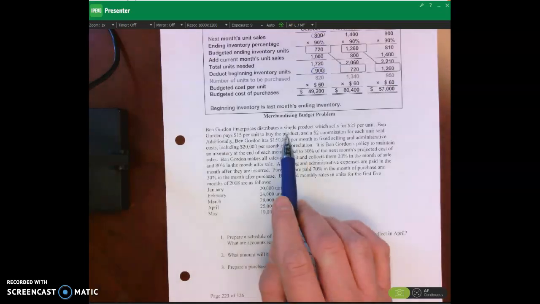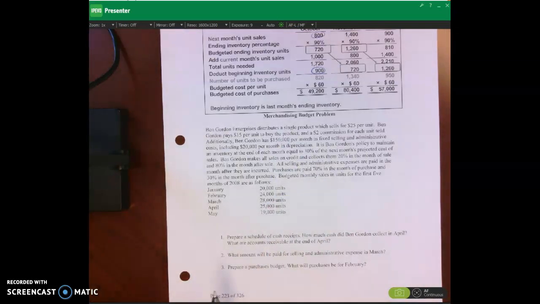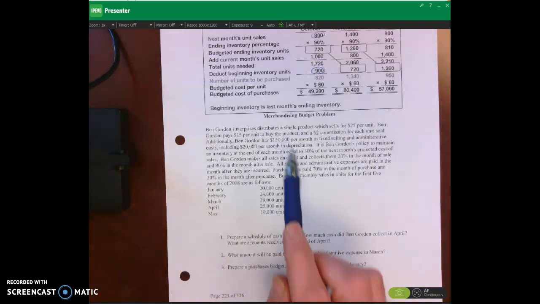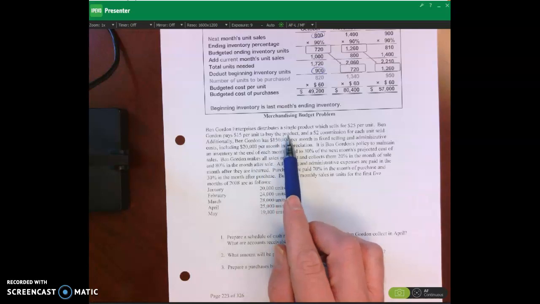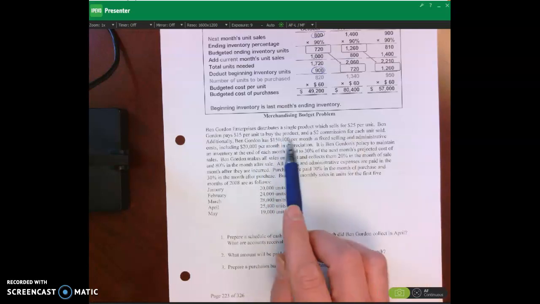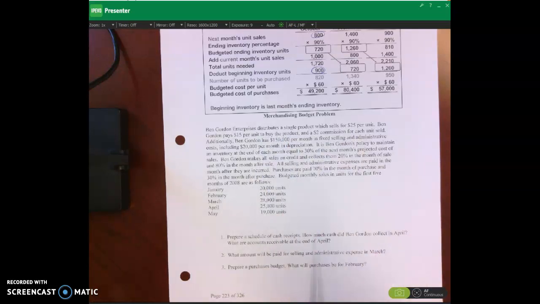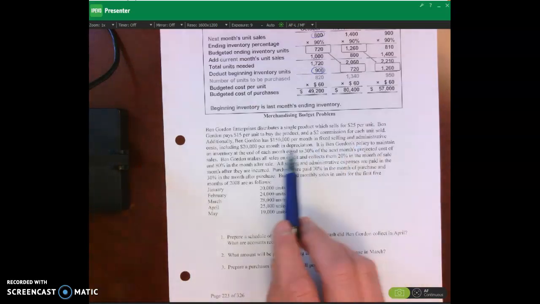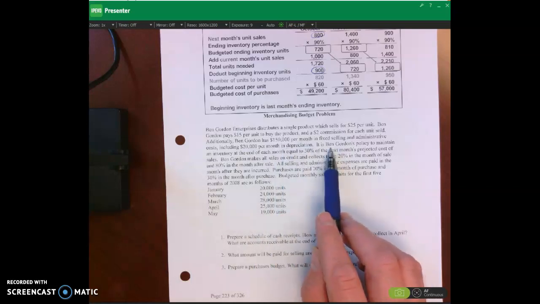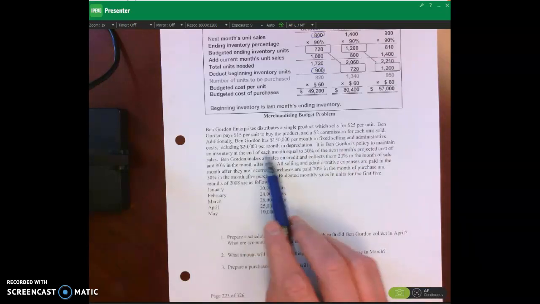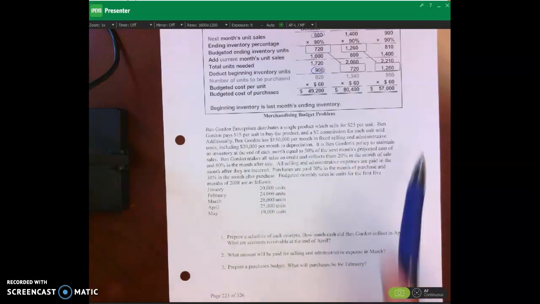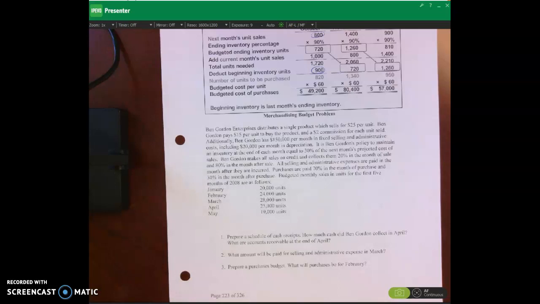Our Ben Gordon company distributes a single product that sells for $25. Ben Gordon pays $15 to buy the product and then a $2 commission for each unit sold. Additionally, Ben Gordon has $150,000 in fixed selling and admin, including $20,000 in depreciation. It's Ben Gordon's policy to maintain an inventory at the end of each month equal to 30% of the next month's projected cost of sales.